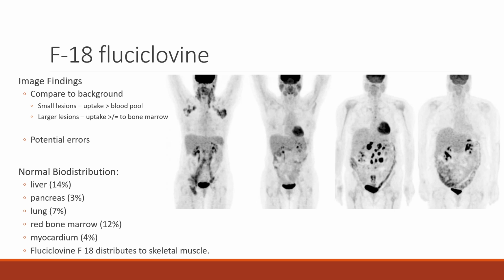It shouldn't be that PSMA replaces fluciclovine. They both have their role. Just the problem with it is because you have this wider uptake area, you can get more false positives. Normal biodistributions all over the place. Liver, pancreas, lungs, red bone marrow, myocardium, brain, skeletal muscle, goes everywhere.